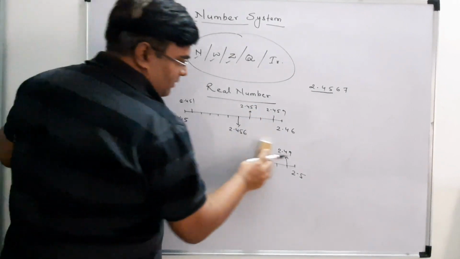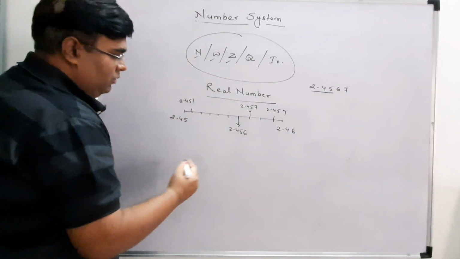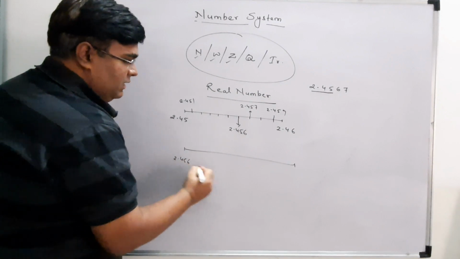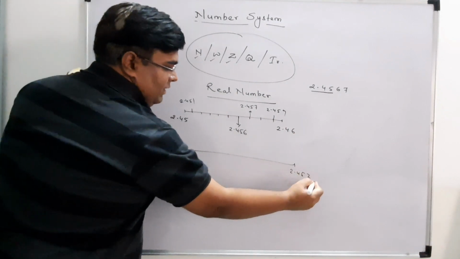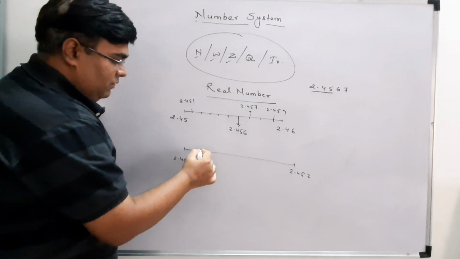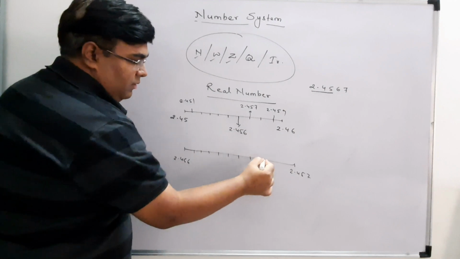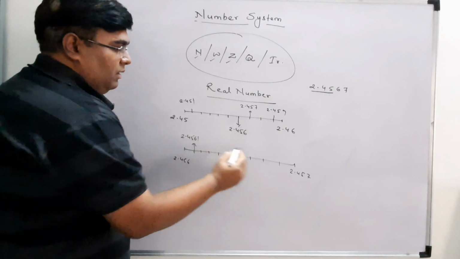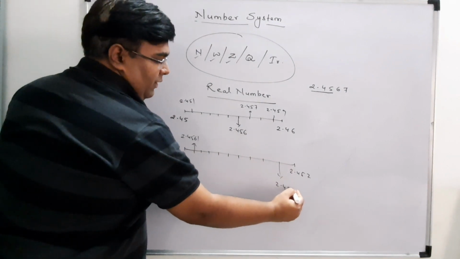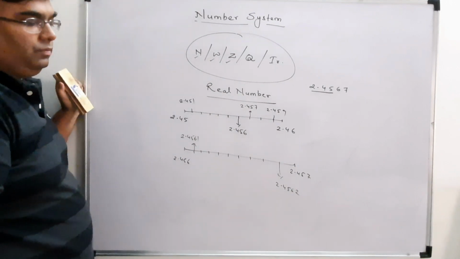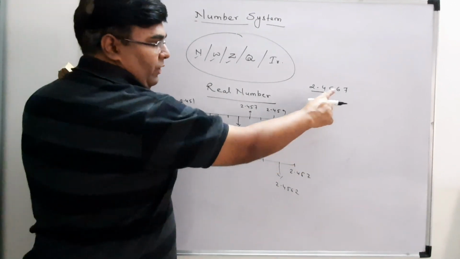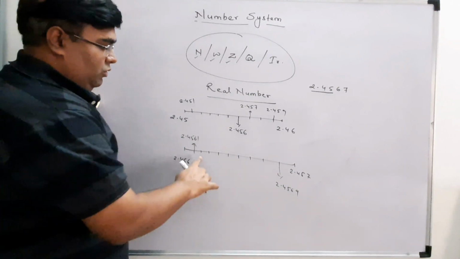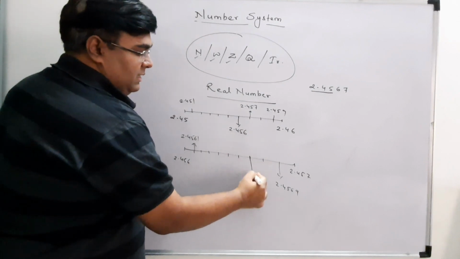So again I have taken a large number, so it will take some time. 2.456, 2.457. Again 10 parts. Okay, this is what? 2.4561 and this is what? 2.4562. Okay, but we have 2.4567. But this is not 2, this is 9. Okay, so 2, 3, 4, 5, 6, 7. This is the number that we are looking for.